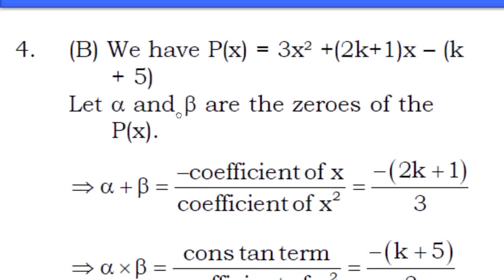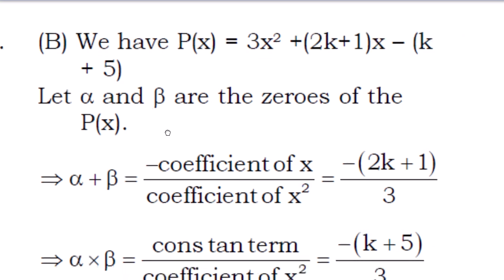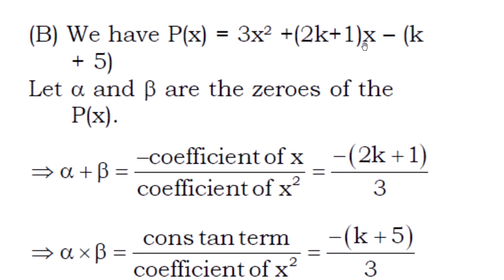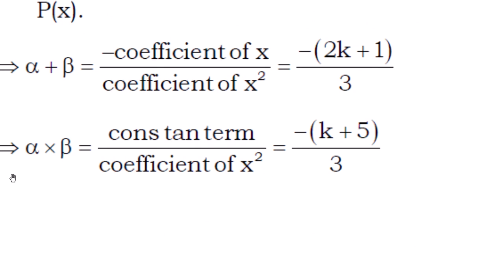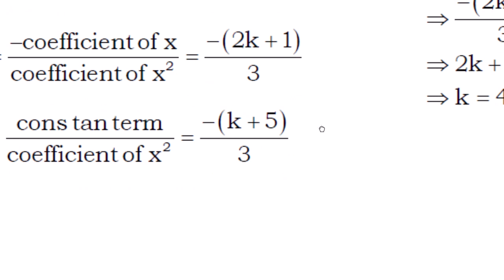Let the given quadratic equation be p of x, and let alpha and beta be the zeros of p of x. Then alpha plus beta is minus coefficient of x by coefficient of x square, that is minus of 2k plus 1 by 3. Alpha beta is constant term by coefficient of x square, that is minus k plus 5 by 3.